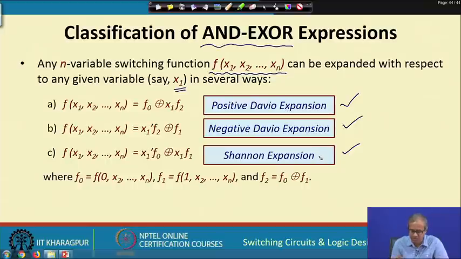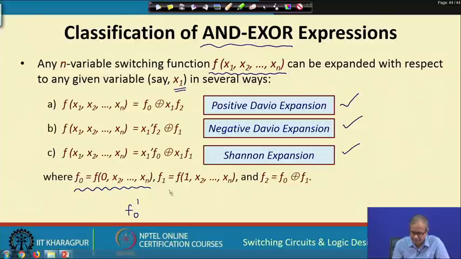Well, here we use 3 notations where f 0 indicates the cofactor of this function f where the input variable x 1 is 0. Well, earlier we expressed it like this f 1 0, but anyway I am showing it only as f 0.